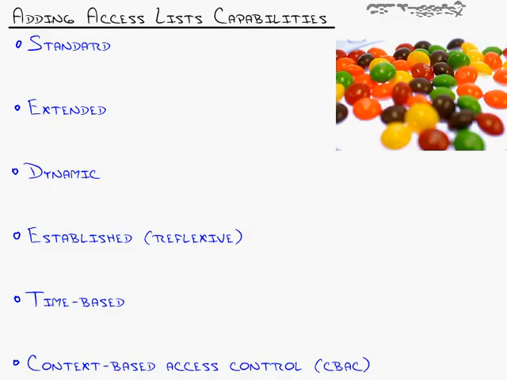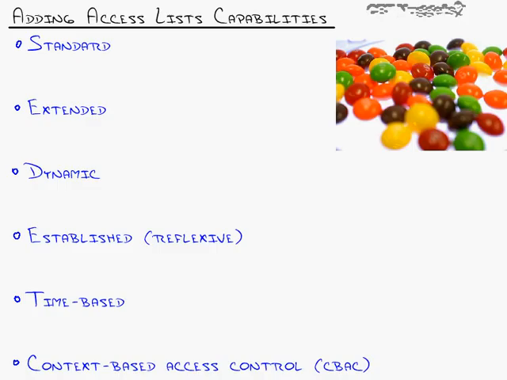Actually, I take it back. We are going to be talking about established access lists, also known as reflexive, which I'll talk about later. We're going to talk about all of that on the next slide. Time-based access lists we're not going to talk about in here. That's part of the CCNP track.